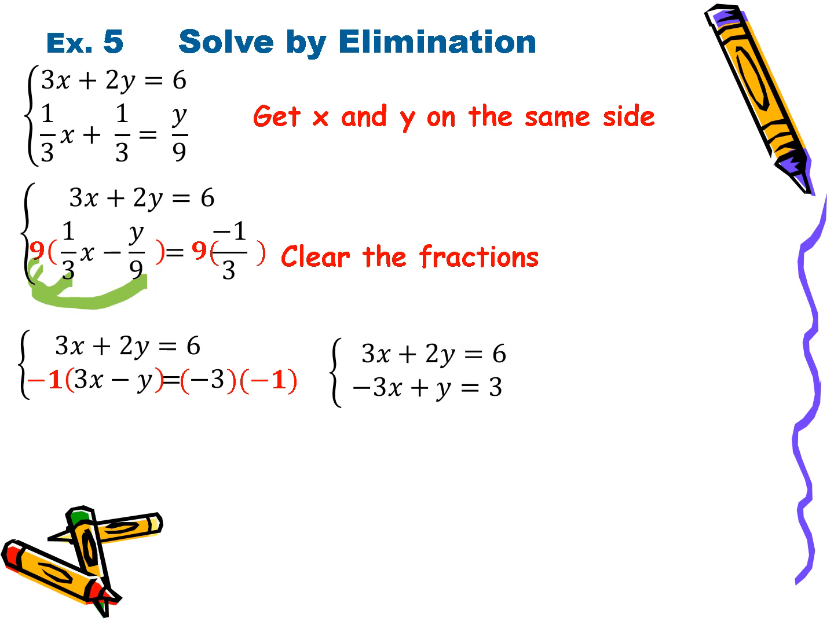So that gives me 3x plus 2y equals 6. And then the bottom equation becomes negative 3x plus y equals positive 3. I'm now ready to add down the columns. Sweet, my x's cancel out and I get 3y equals 9. I then divide by 3 and I get y equals 3.